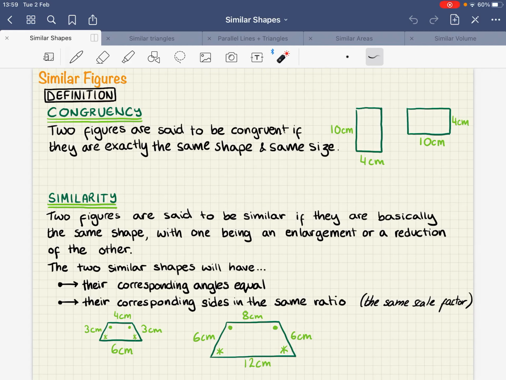Alright, so we're on to a new topic in these next set of videos. This is all to do with similar shapes. So to start off with, just a couple of definitions, things to be aware of. So let's just get straight to it.